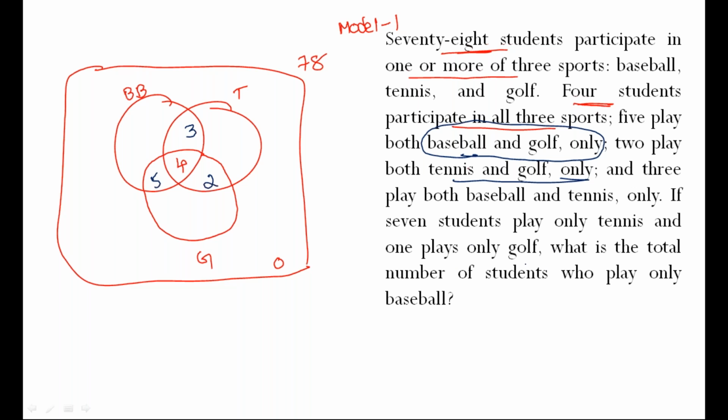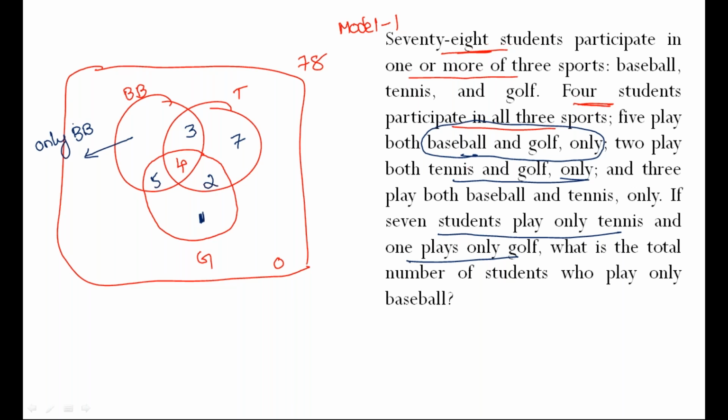Now see this up to here. Seven students play only tennis, this is the only tennis area. One student plays only golf. Now the question is, how many are only baseball?